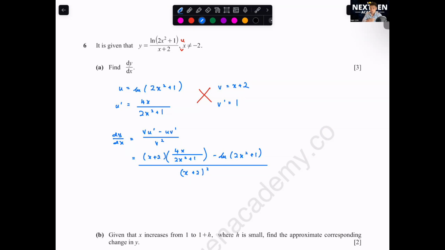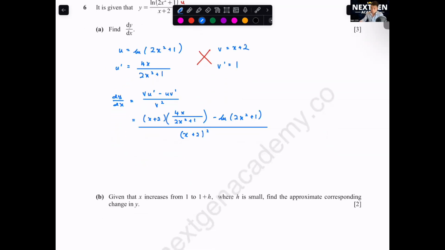Got it? The more you do, the more mistakes you will probably make. So if they never ask you to simplify into any form, just leave it like this. You just write down the formula, then you get the full marks already.